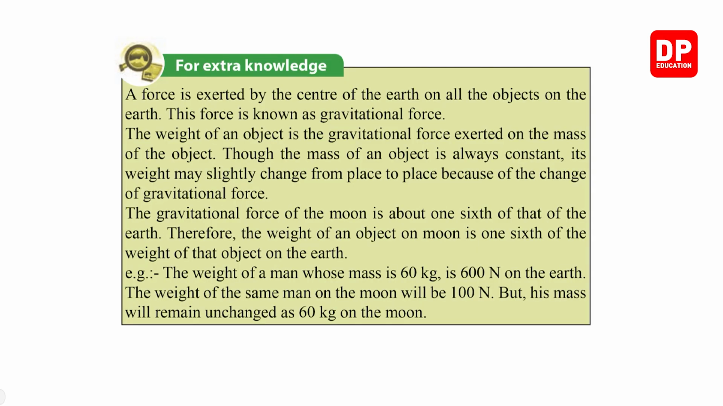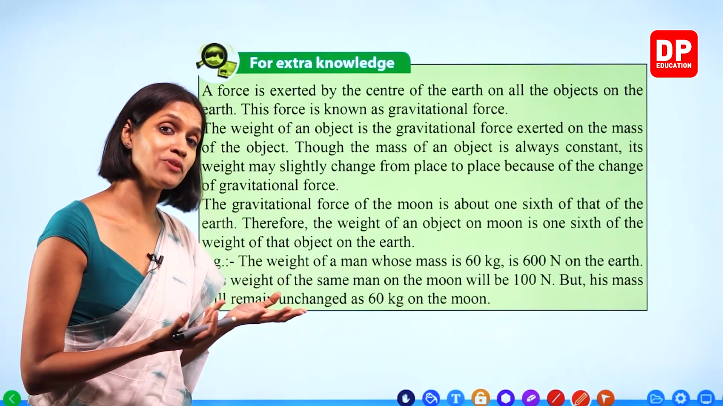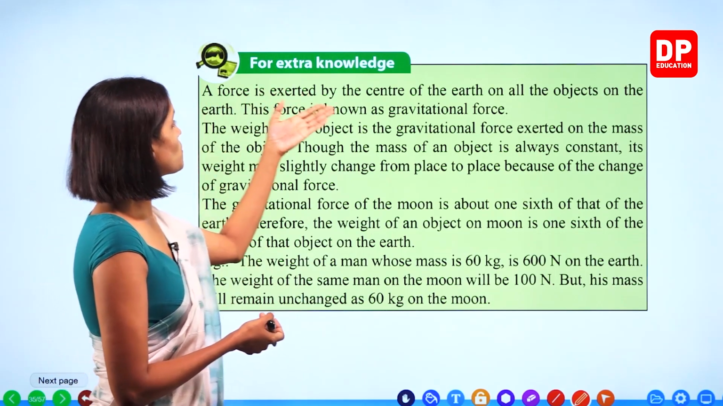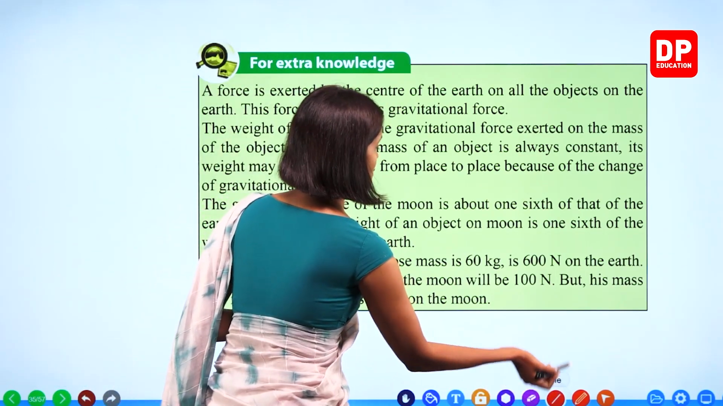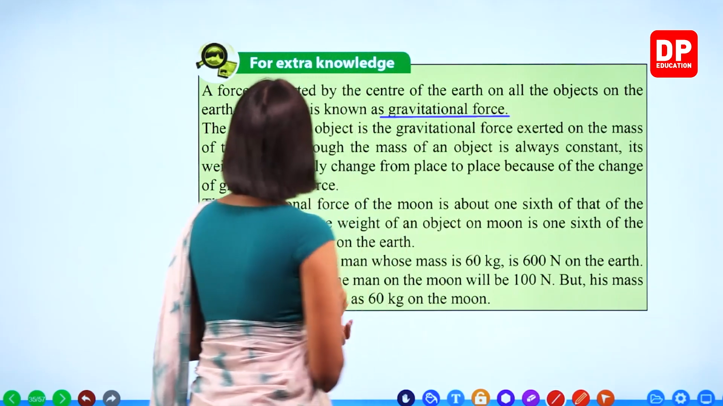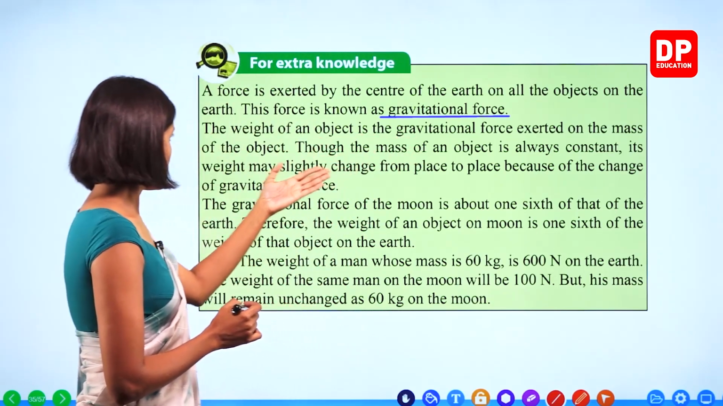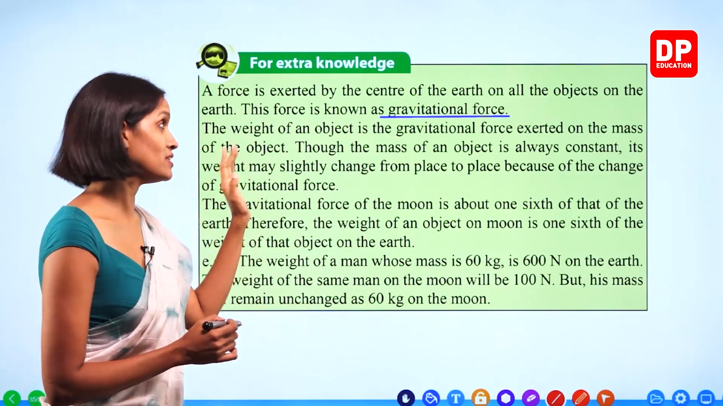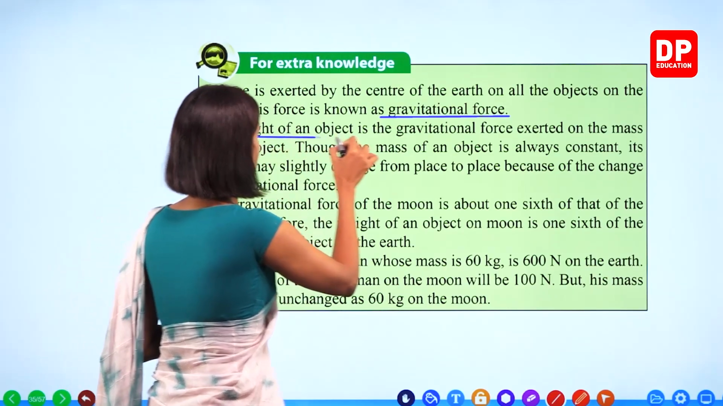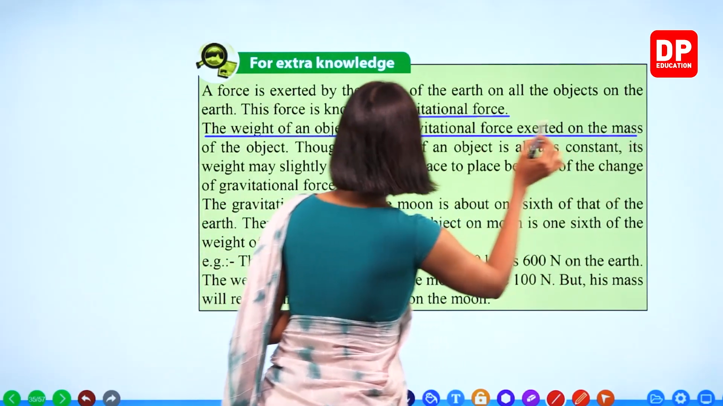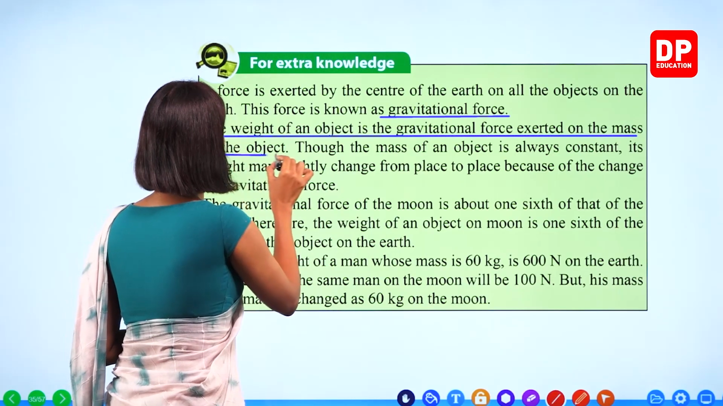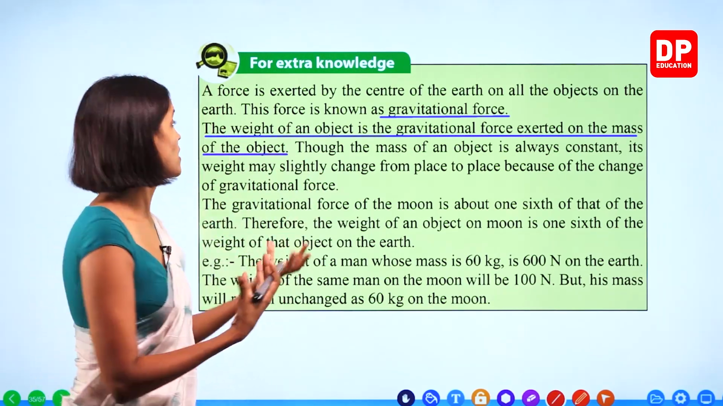So here under extra knowledge, we are going to read this. A force is exerted by the center of the earth on all the objects on the earth. What is the name? Now I will explain. This force is known as gravitational force. We briefly discussed this. The weight of an object is the gravitational force exerted on the mass of the object. I briefly explained this too. The weight means the gravitational force. When the gravitational force acts on a certain mass, that is known as weight.